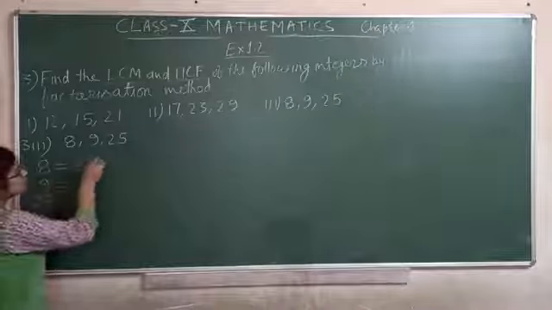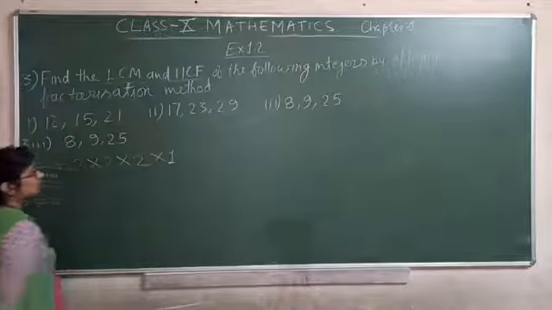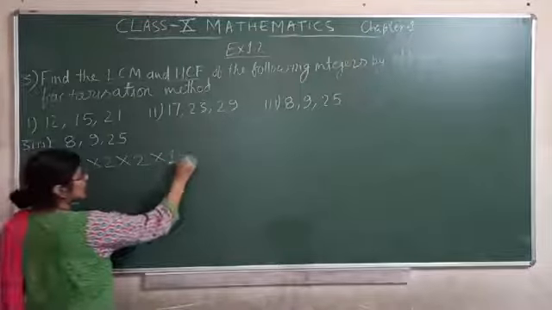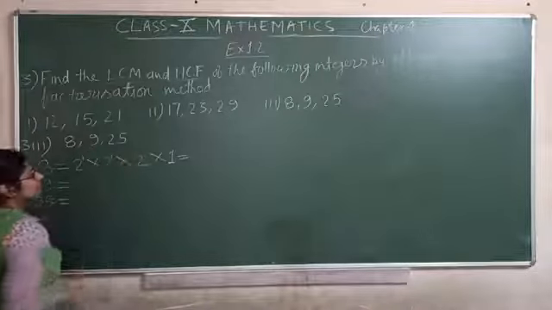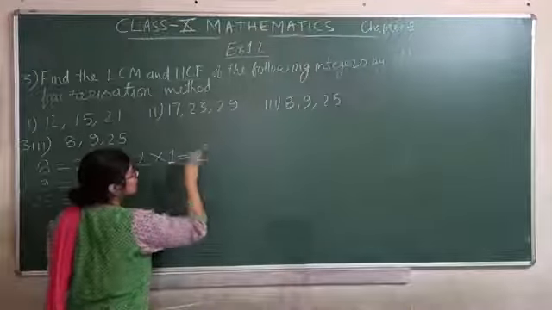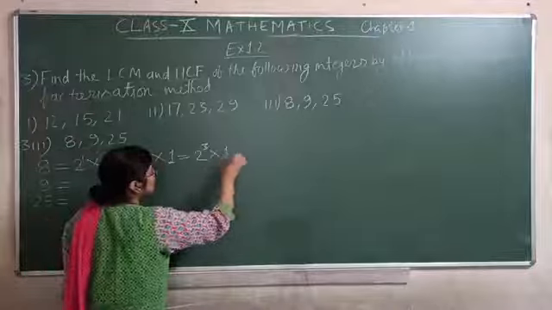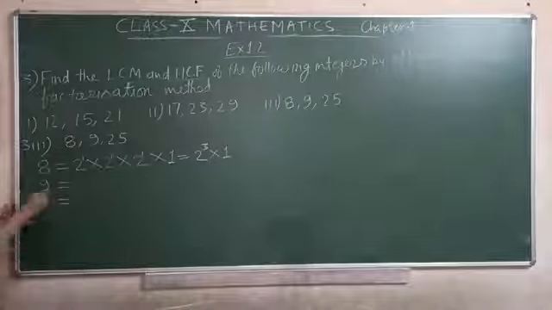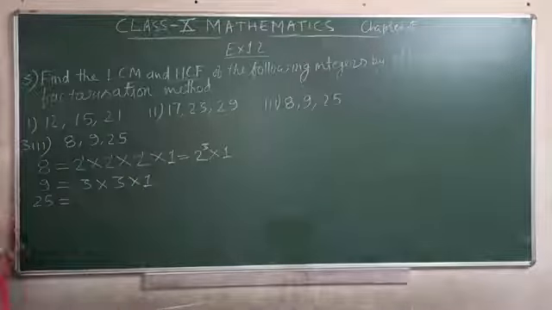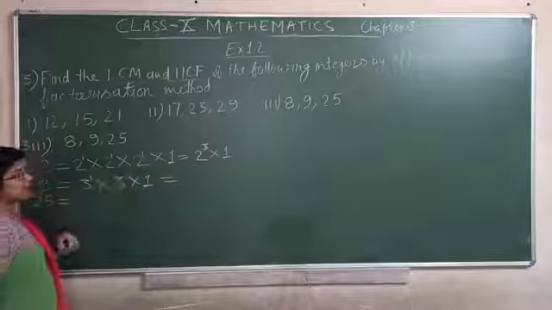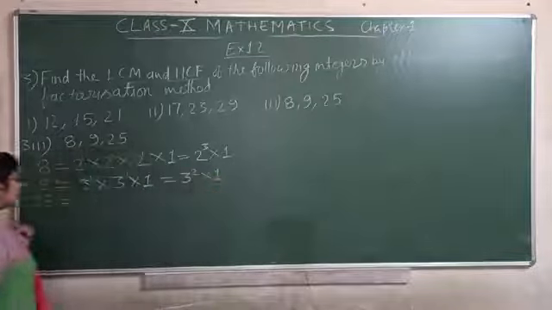So 8 we can write 2 into 2 into 2. And you know that 1 is a factor of all numbers. So in terms of power or exponent, how will you write? Power 1. So 2 raised to the power 3, or 2 cube. Base same, so powers added, into 1. Okay. Next, 9: 3 into 3 into 1. Power 1, power 1. Base same, powers added. 3 square into 1.